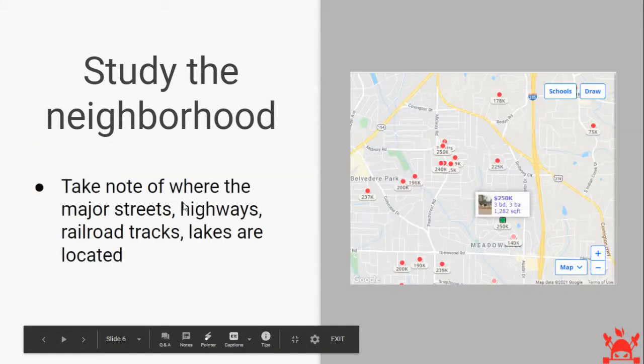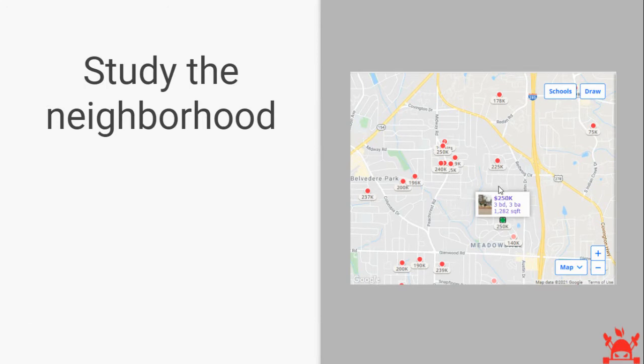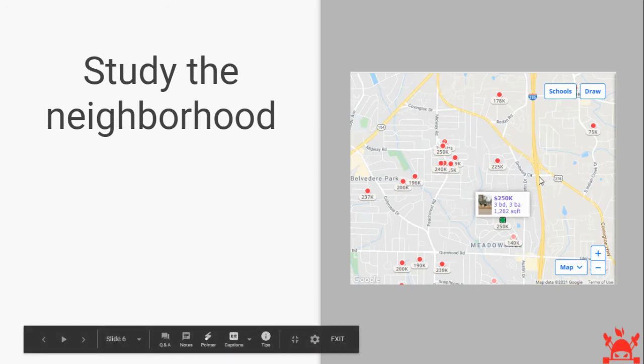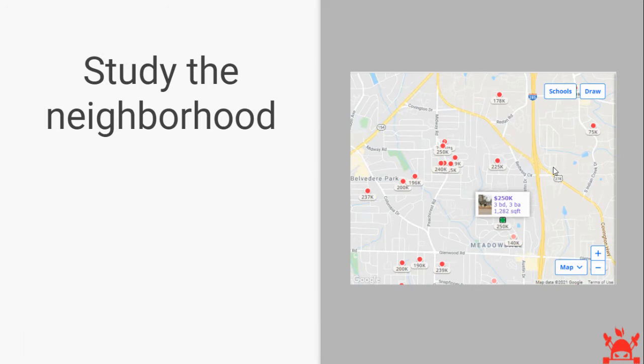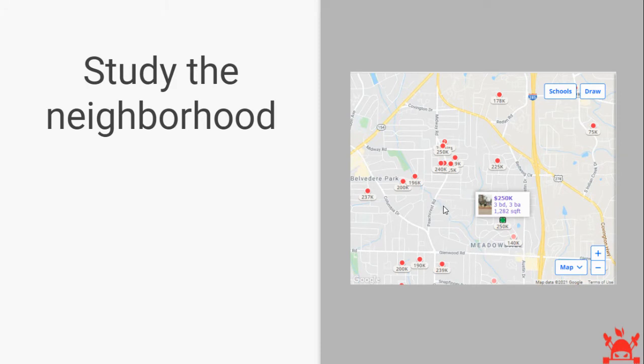The next step in this process is to study the neighborhood. So you're going to study the neighborhood. This is the same thing, guys. So let's just look at it here. In that neighborhood, we can tell that there are some major highways running through, and then some somewhat bigger streets. So what we want to do is take note of where those are. Give me a second, you guys. I don't want my headset to die on you guys. Anyways, we're going to take note of where those are.